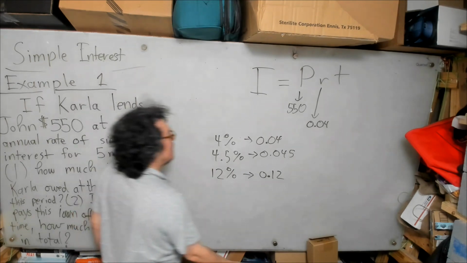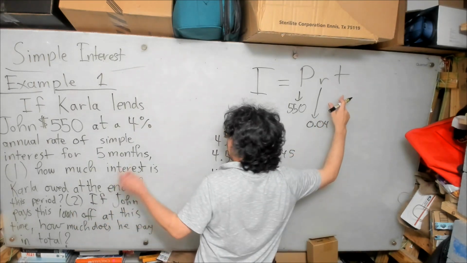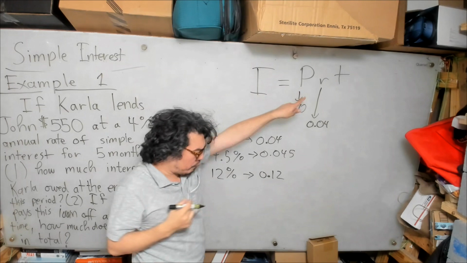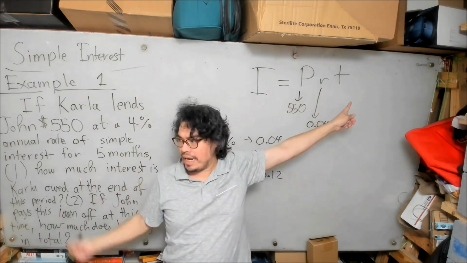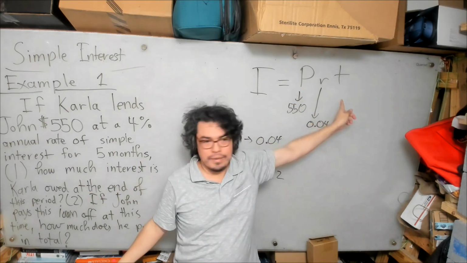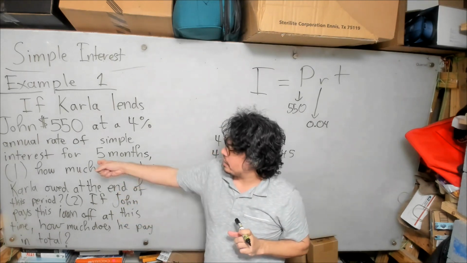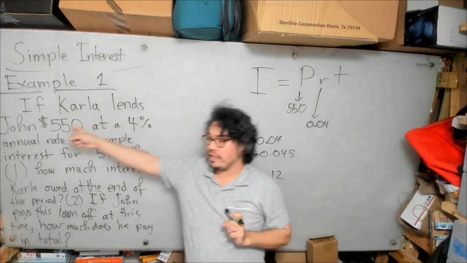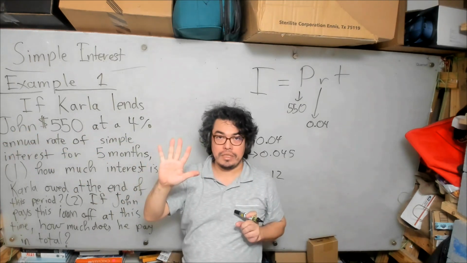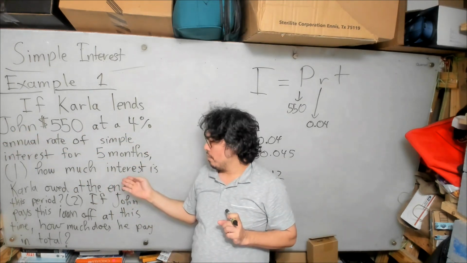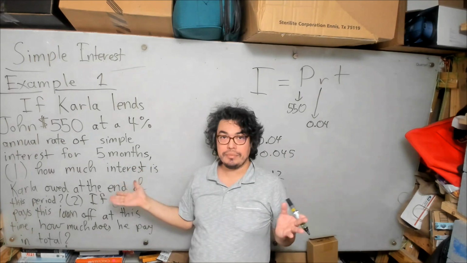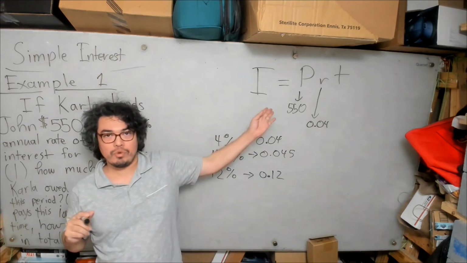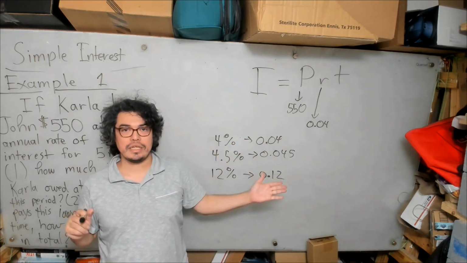Okay, and then here, the time. Now, in our formula for our simple interest, we said that the time was in years, right? Here, they tell us that the simple interest is going to be calculated on 5 months. Karla is lending John this money for 5 months. Months is not years, right? Months is months. But the simple interest formula is in years. How do we reconcile that?